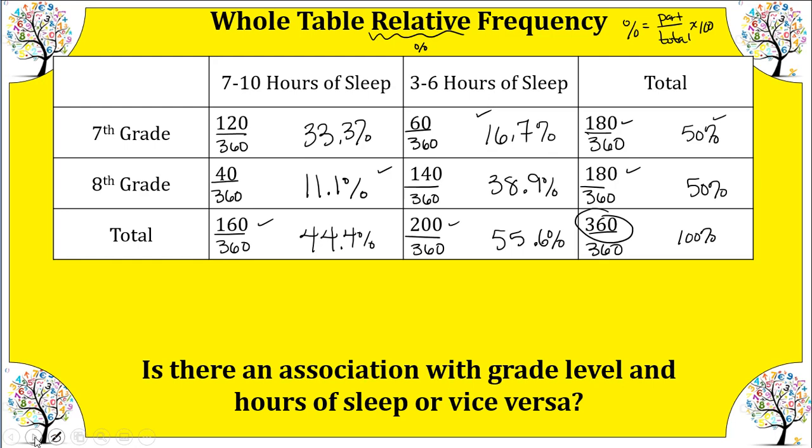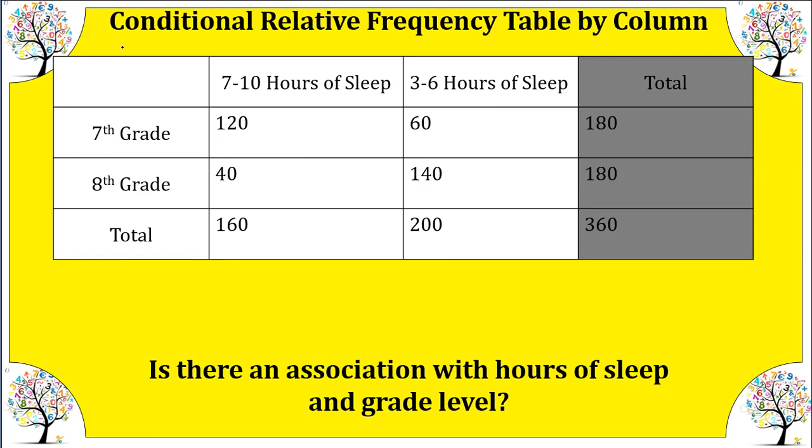Now we're going to do conditional, meaning we're dividing by the row or the column. So the word conditional means we're going to focus either on the total of the columns or the total of the row. And this one says by column. So we are going to be dividing by the column total. So this column has a total of 160, and this column has a total of 200. So again, we're going to divide by the column totals and then multiply by 100. So let's calculate these.